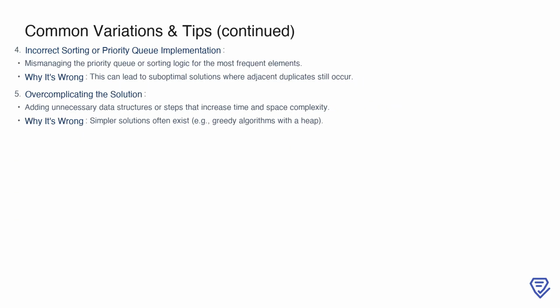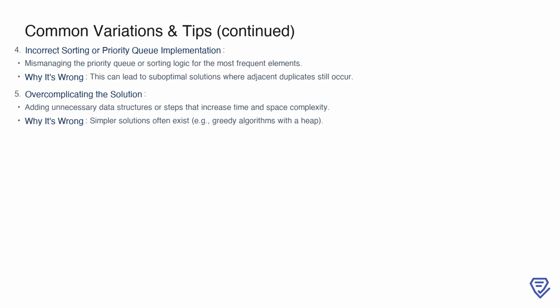Another area where mistakes often occur is in the implementation details, such as sorting or using a priority queue. If the logic for managing the most frequent elements is flawed, it can result in suboptimal arrangements where adjacent duplicates remain. This undermines the purpose of the solution.